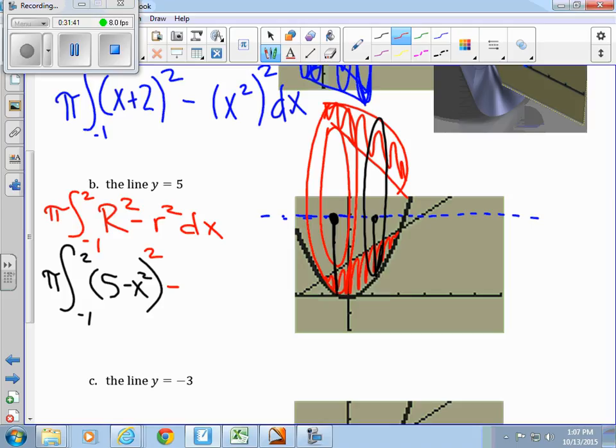So I want to stall for a minute. You get it? Okay, any questions so far? I'm stalling because I know that's a tough one. Anyone not see where I got the 5 minus x squared for the radius of the big circle? Everyone sees it?